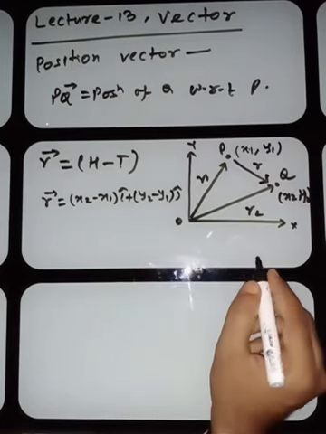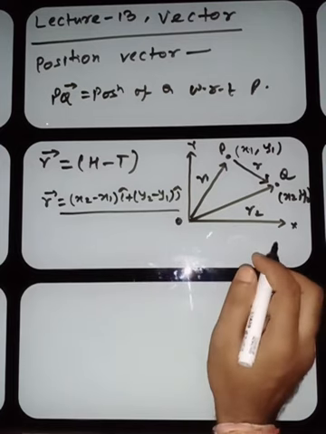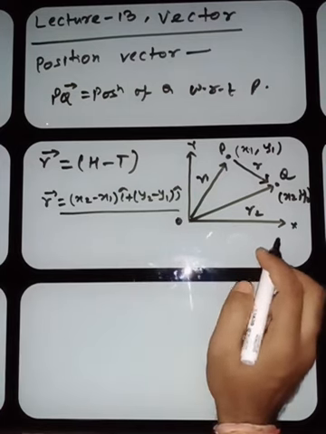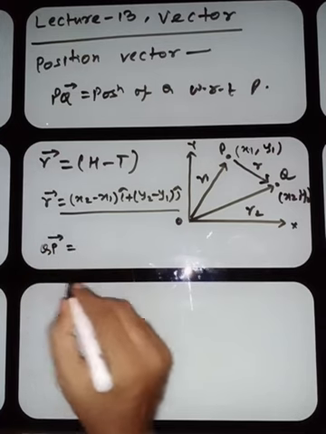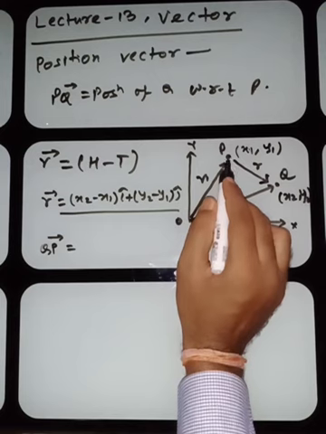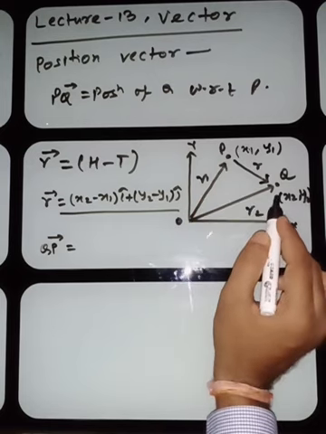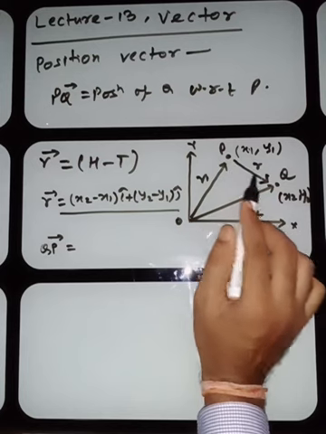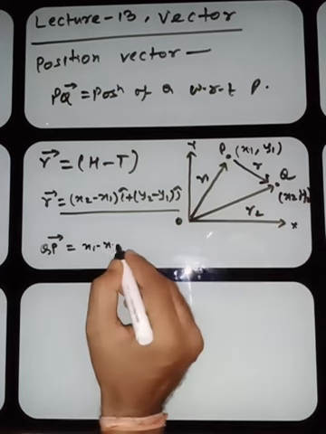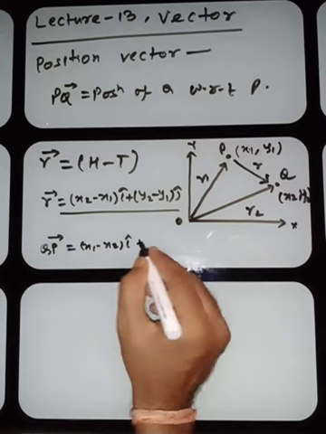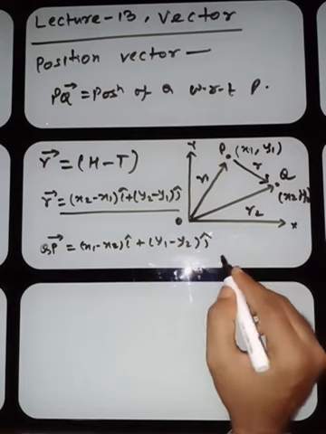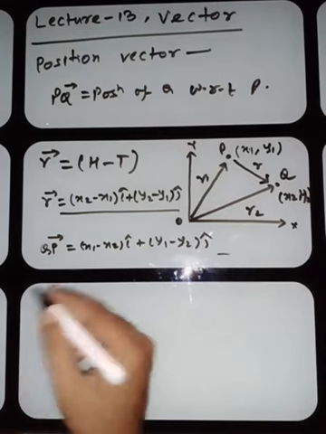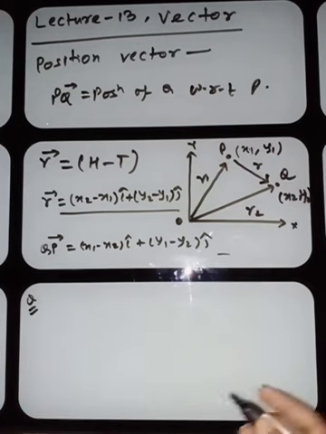My dear students, this is the result we obtained using the triangle law, and you can write it directly. If someone asks what QP is, now the head is P and the tail is Q. So you subtract head minus tail: (x1 minus x2) i cap and (y1 minus y2) j cap. Okay, let me do some very easy practice.